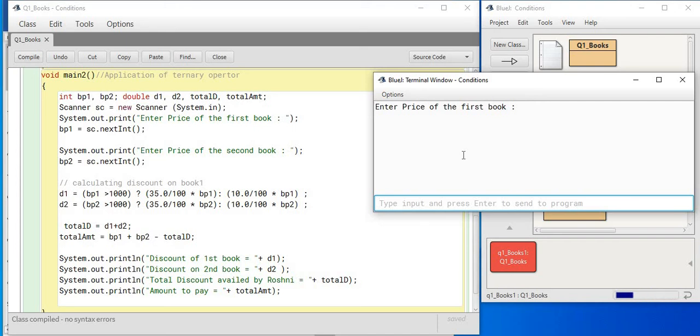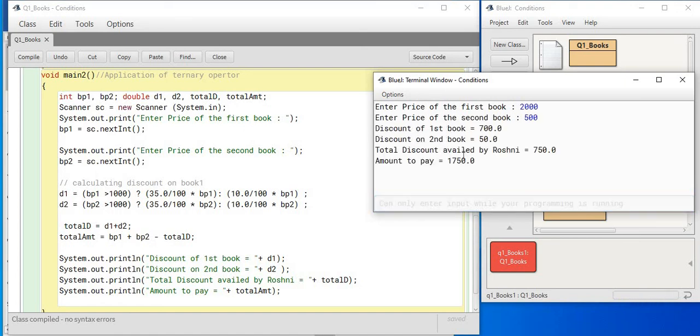So this time I enter 2000 as the first book's price, let me make it a little bigger, and 500 as the second book's price. What is the discount amount? 2000 is getting the discount of 35%, making it 700, and the second one is getting 50. So the total discount is 750, and the amount to pay is 1750. Okay.